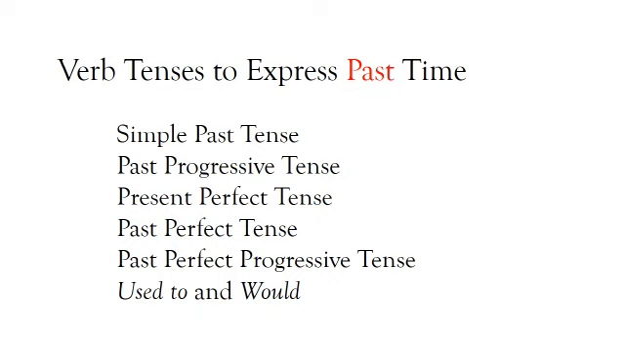Now let us look at the verb tenses in English that allow us to express the past time. What are these tenses? The simple past tense, the past progressive tense, the present perfect tense, the past perfect tense, past perfect progressive tense, and also these expressions used to and would. Those are not really tenses, but expressions that allow us to mark an idea for the past time.